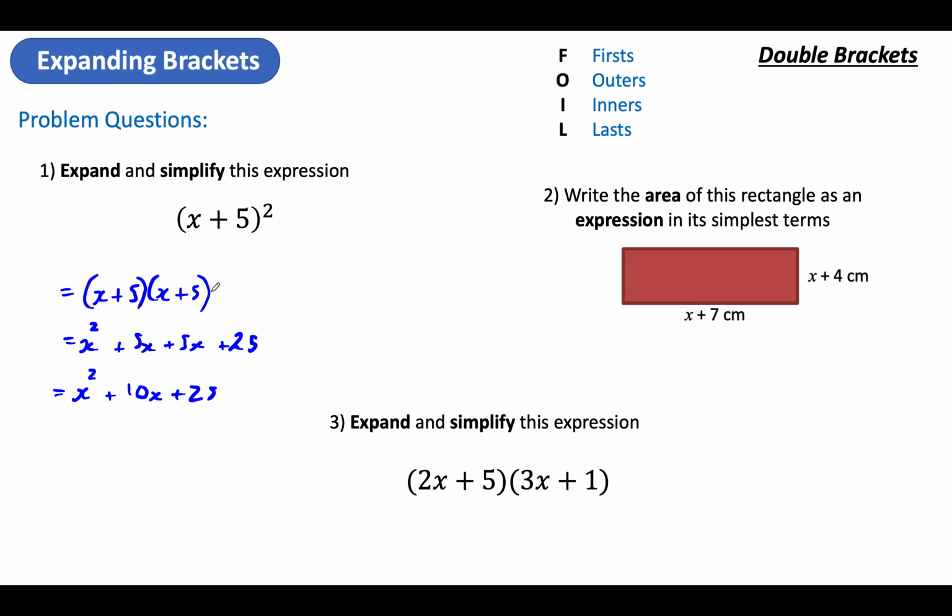Because we've done lots of those examples, I'm not going to do my arrows. But that's what that means. So that's the problem there. If you see a bracket squared, it means that bracket times by itself.